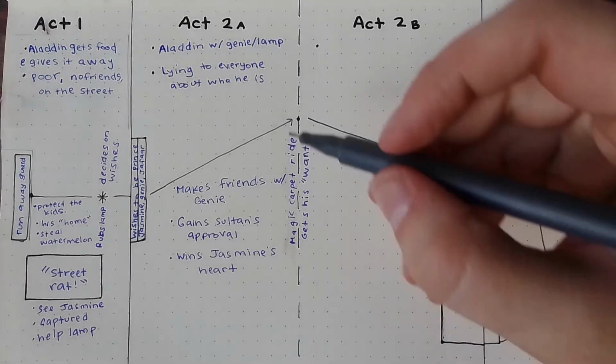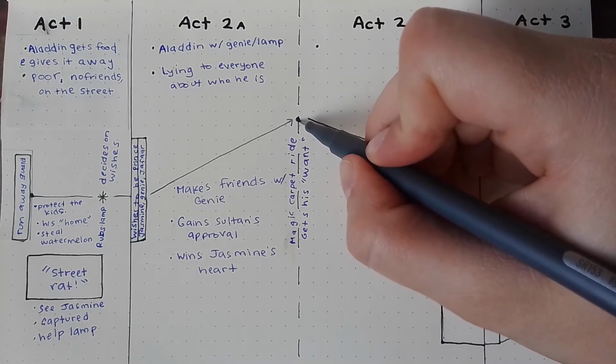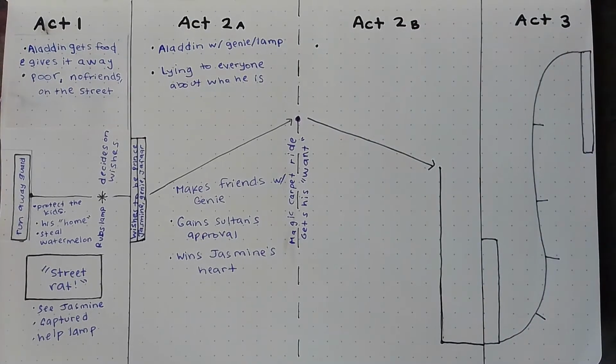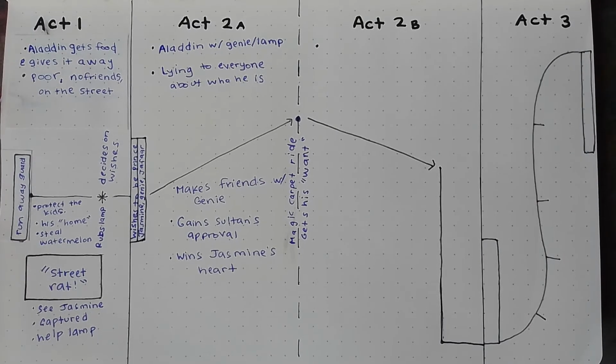One reason that I think the magic carpet ride is the midpoint is because on the magic carpet ride, Aladdin gets what he desperately wants. Jasmine falls in love with him. He gets to be with Jasmine. It's very common for the midpoint victory to be the main character getting what they want or thinking that they get what they want. This pivot or midpoint brings us to Act 2B.